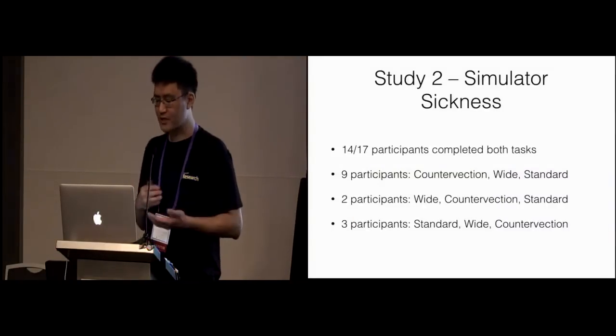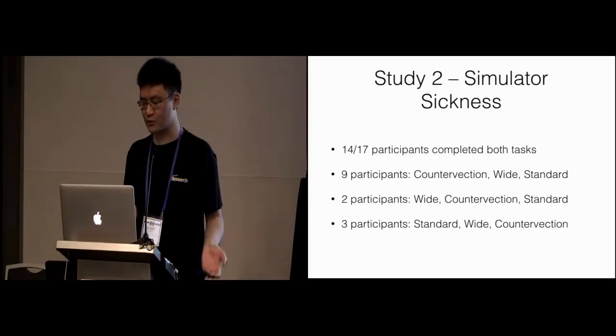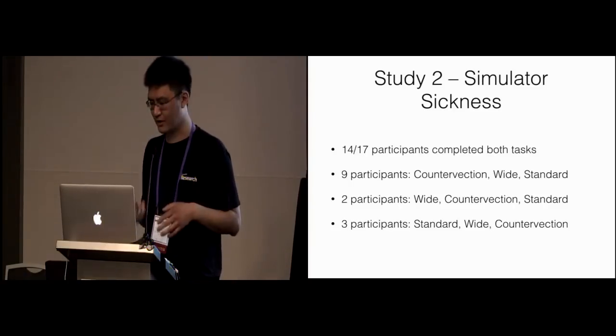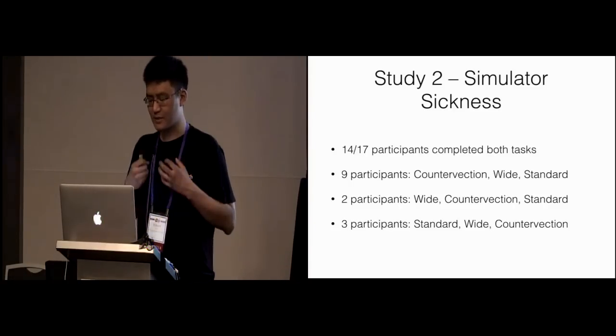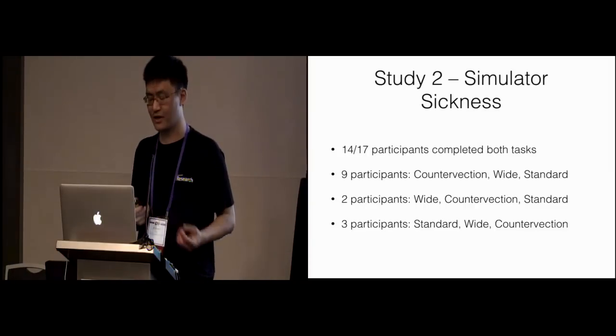In total, 14 of our participants completed both of the tasks. In the second task, 9 of the participants force-ranked countervection first. 2 of the participants ranked the ordinary periphery condition first, and 3 participants chose the standard no periphery condition. In total, it demonstrates that participants generally preferred the sparse periphery conditions and most preferred the countervection mode.